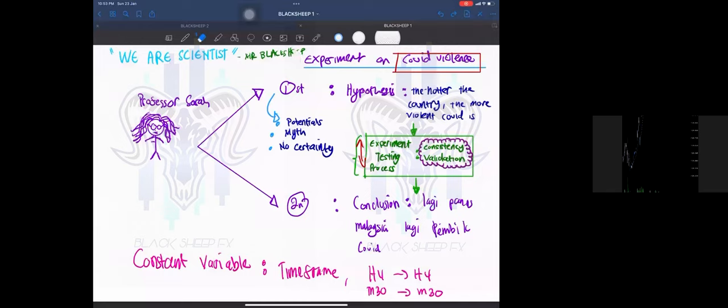Okay. So we are all scientists today, and we are going to be doing an experiment. I'm going to be labeling this experiment as we are going to study the COVID violence. As a scientist, as a doctor, we always have to begin an experiment with our hypothesis. What's a hypothesis? A hypothesis is basically an assumption that we create before we validate and verify the whole incident.